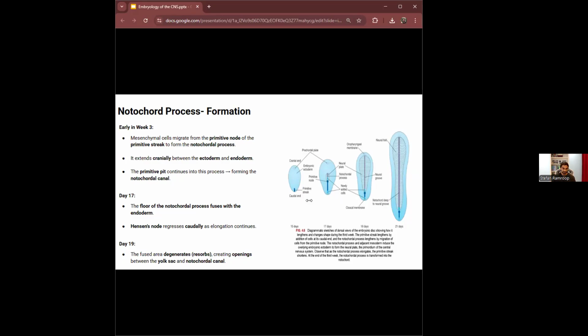In figure 4.6, if you can see that, you see diagram sketches of the dorsal views of the embryonic disc, showing how it's going to lengthen and change shape during the 3rd week. So the primitive streak lengthens, again, by the addition of cells at its caudal end, and the notochordal process lengthens by migration of cells from the primitive node itself.